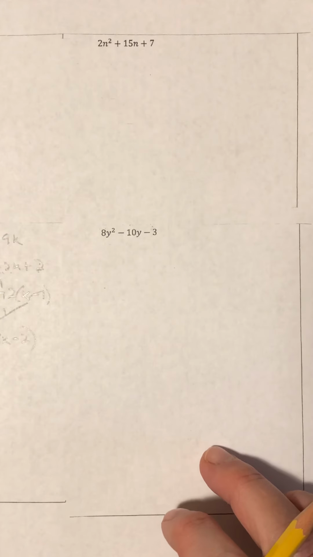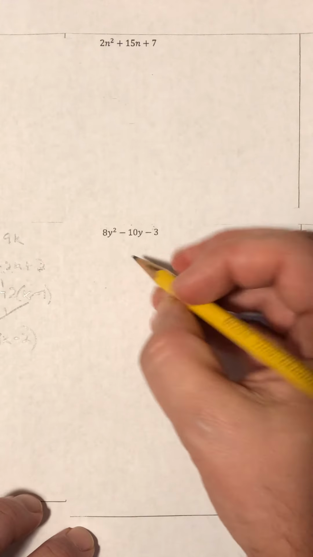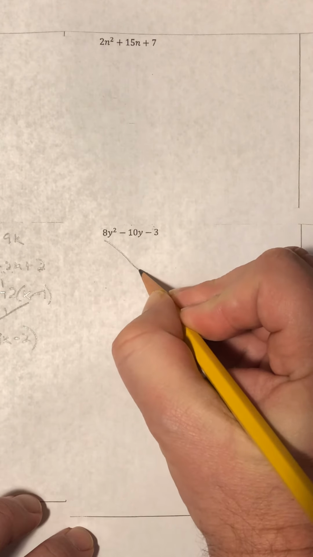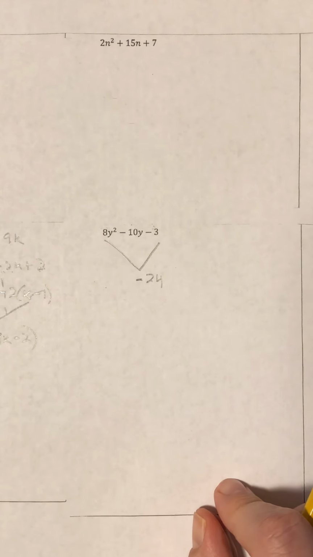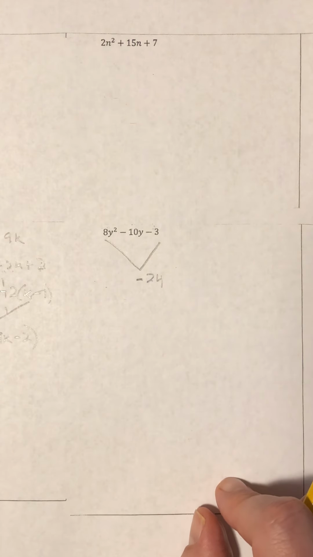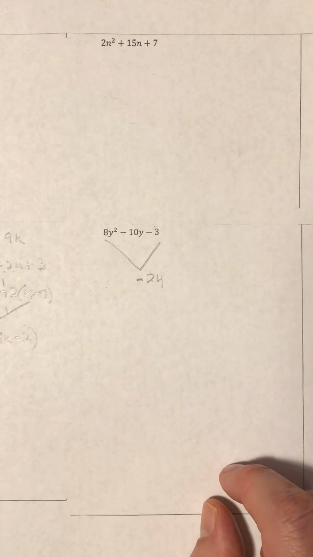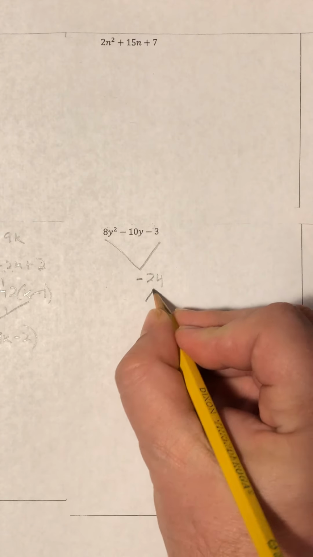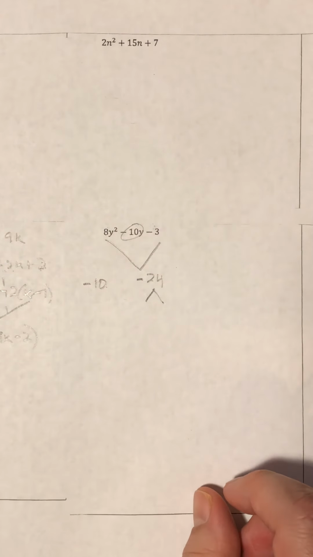Okay, let's look at our last one over here. We've got 8y squared minus 10y minus 3. Okay, so again, I'm going to go ahead and multiply my a term by my c term. That gives me negative 24. Now I've got to find the factors of negative 24 that add up to negative 10. This time I know one of them is going to be positive and one of them is going to be negative. But let's just start factoring it and see what kind of combination might give us negative 10, because that's what they need to add up to.